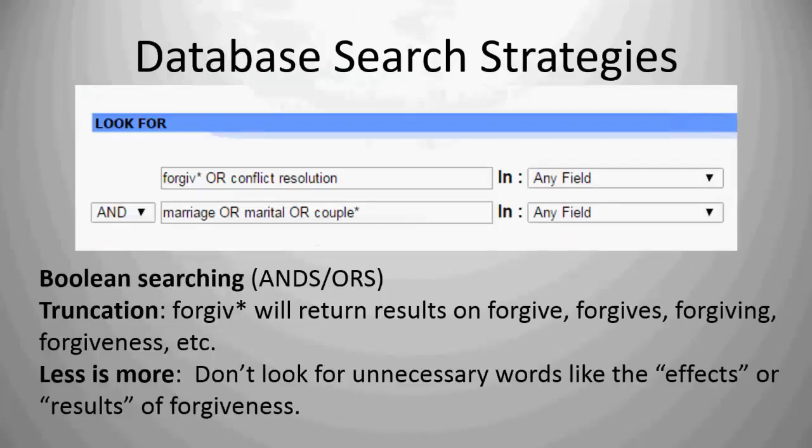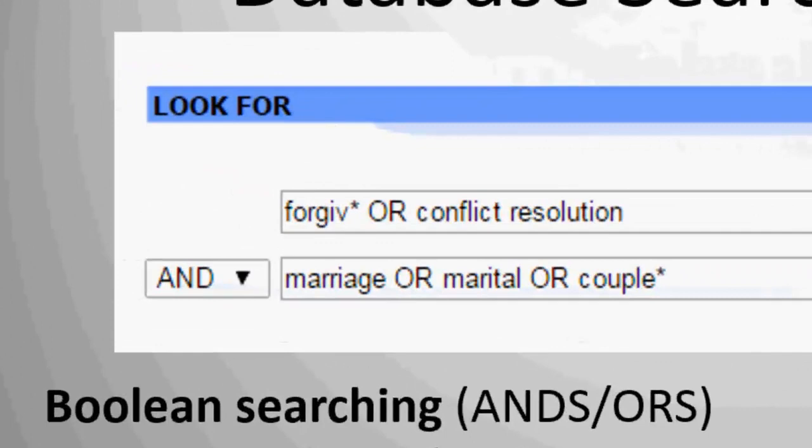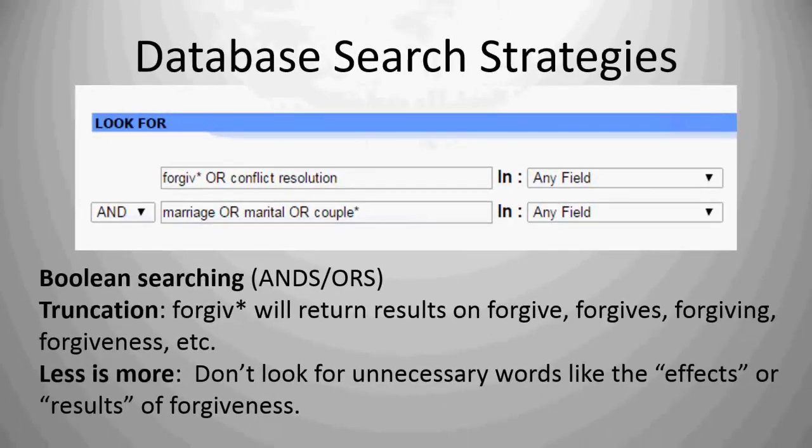You can use database search strategies because this is an actual database. It's not a search engine like Google. And so we're going to use Boolean searching. I want to look for things that talk about either forgiveness or conflict resolution. And so on the first line, I have the first term or the second term, and then the word and, then I wanted to deal with particularly married couples. So, and marriage or marital or couple, I'll take any of those.